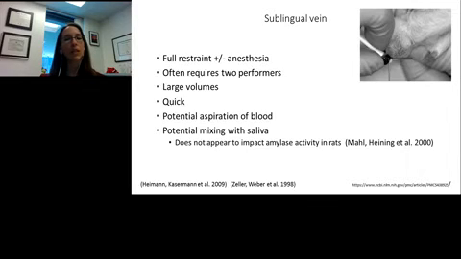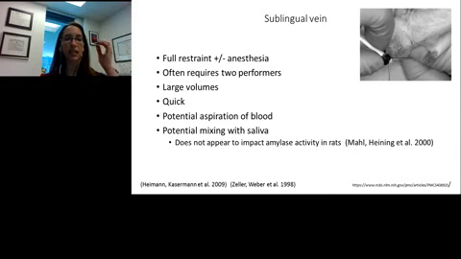Sublingual collection is performed with full restraint. Some reports talk about using anesthesia. Sometimes it requires 2 performers, so one person would be holding the mouth, another extracting the tongue and performing the venipuncture. You can get large volumes of blood this way relatively quickly. There is a potential risk that the mouse could aspirate any blood that's left in the oral cavity, and there's also the potential that the blood sample is going to get mixed with saliva.